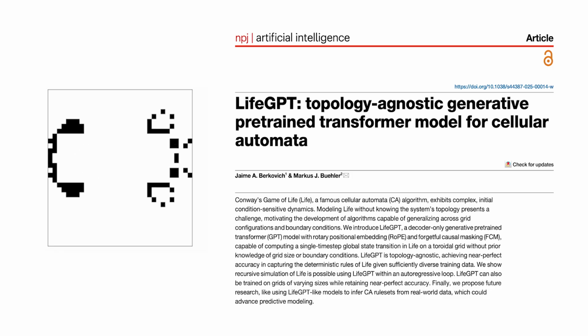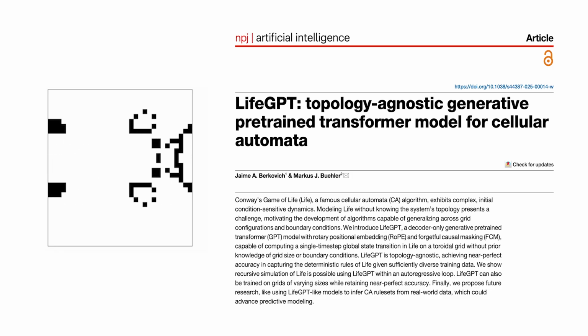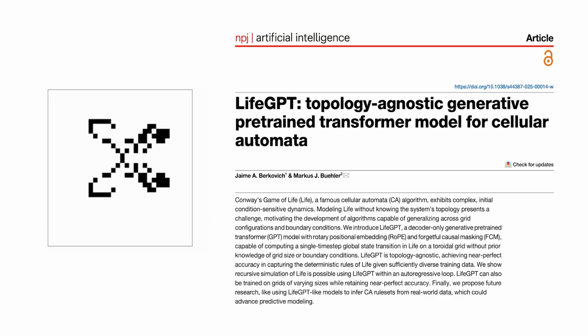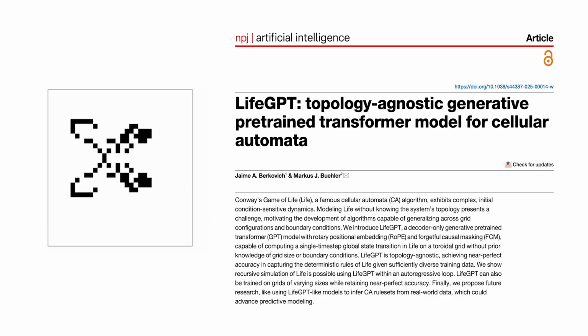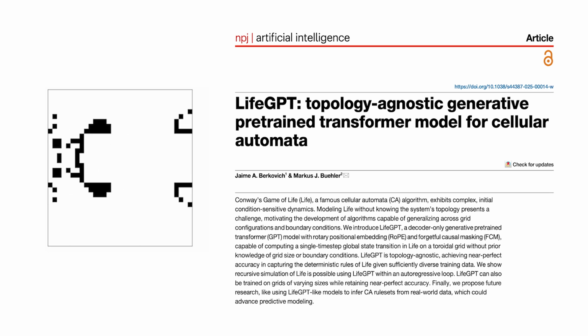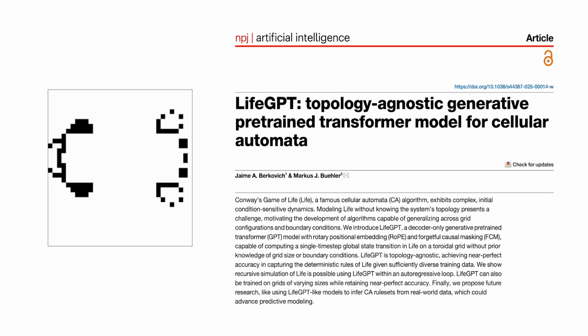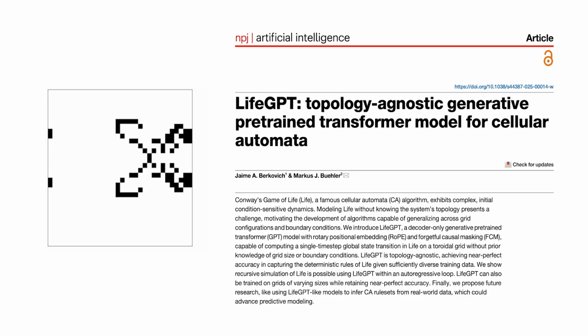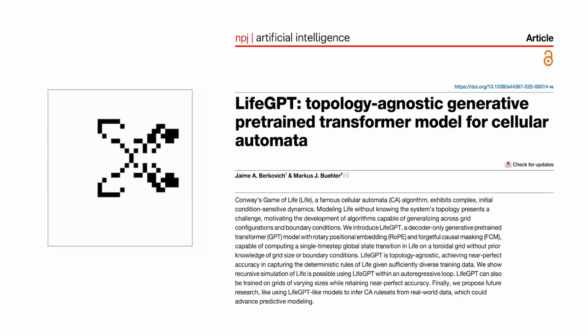This is the universe of cellular automata, and the most famous example is Conway's Game of Life. The question we explore today is, can a modern AI model learn those simple rules well enough to predict what happens next, even when we withhold key details about the board it plays on? And if it can, what does that tell us about intelligence, prediction, and the limits of computation?